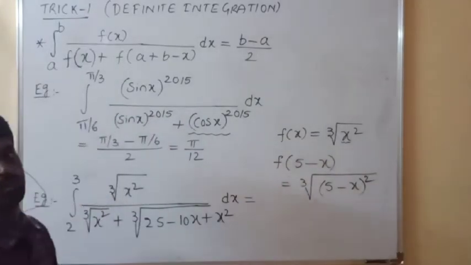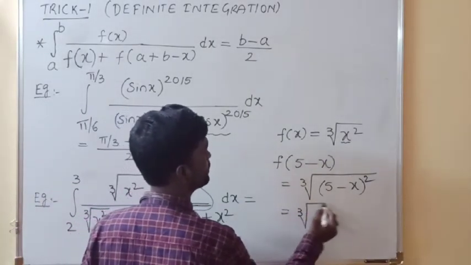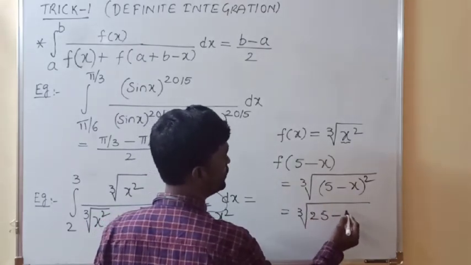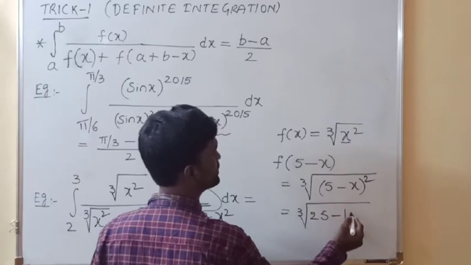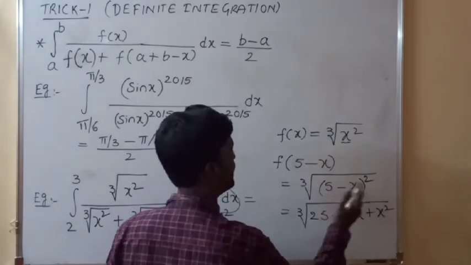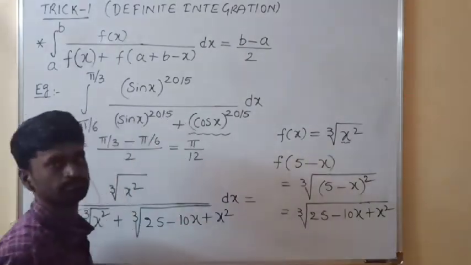So if you expand, what will you get? Using the a minus b whole square formula: 5 square is 25, minus 2ab, that means 2 fives are 10, 10 into x, 10x, plus b square, which is x square. The formula is a square minus 2ab plus b square.